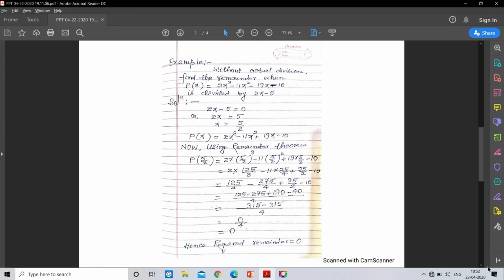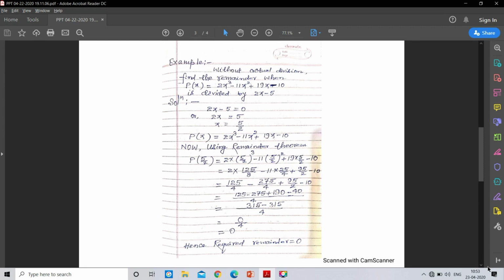Now think about one example. Without actual division, find the remainder when p(x) is equal to 2x cube minus 11x square plus 19x minus 10 is divided by 2x minus 5. We can obtain the solution like this. 2x minus 5 is equal to 0, or 2x is equal to 5. Hence x is equal to 5 by 2.